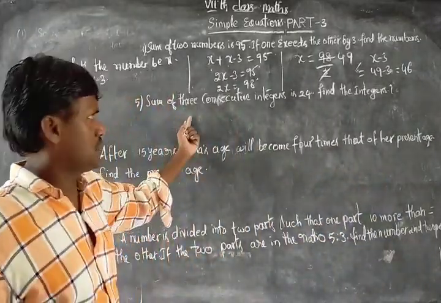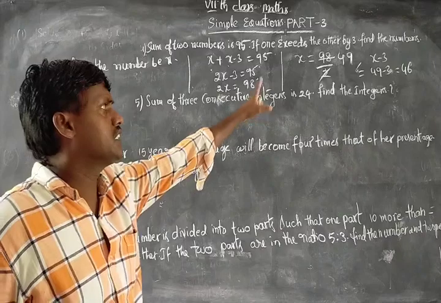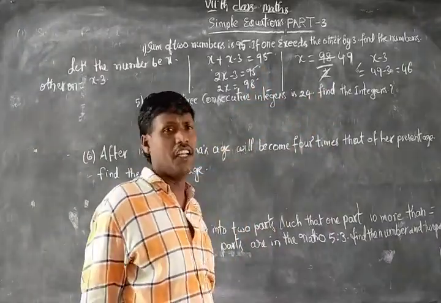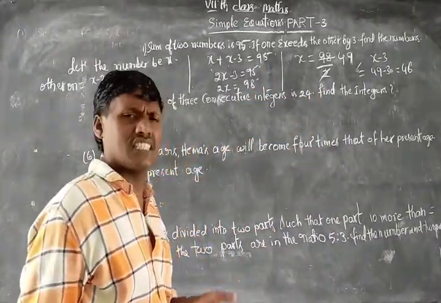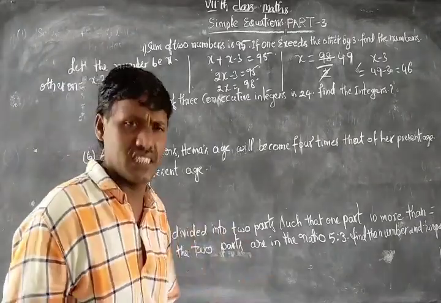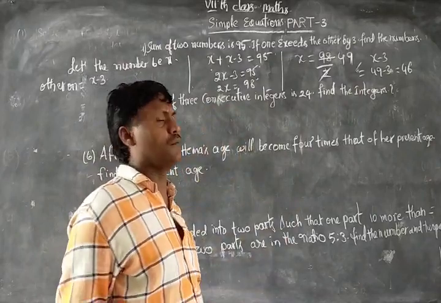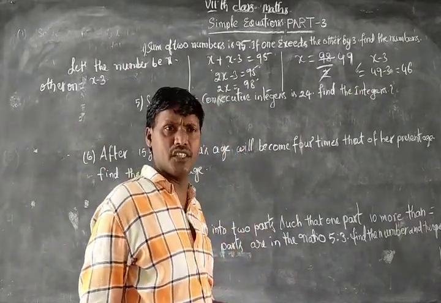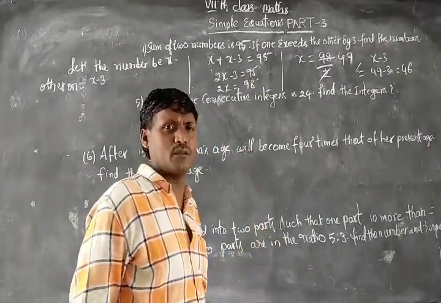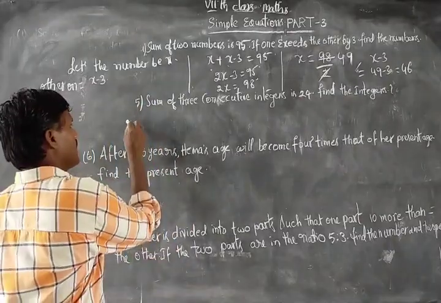The sum of 3 consecutive integers is 24. Find the integers. What are the consecutive numbers? Consecutive integers are side by side numbers. We actually were not given any particular number, so we have to assume a number. So how do you take that?